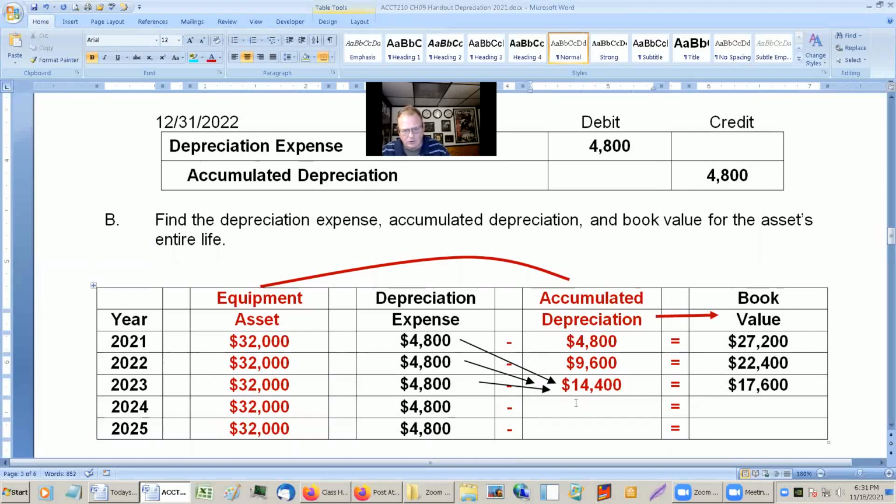Okay, so after 4 years, 19,200. Then that's 32,000 minus 19,200, which is 12,800. Yes. This is going to be year 5.